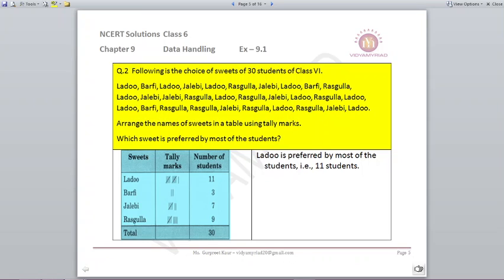The question is, which sweet is preferred by most of the students? So where the number of students is maximum, that is the most preferred. 11 is the maximum number, which represents laddu. So laddu is preferred by most of the students.